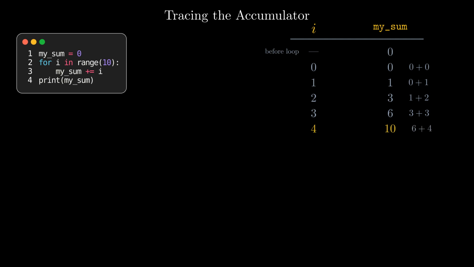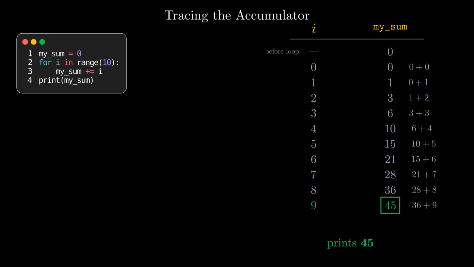Continuing, i equals 4, my sum becomes 10. i equals 5, 15. i equals 6, 21. i equals 7, 28. When i equals 8, my sum becomes 28 plus 8, 36. On the final iteration, i equals 9. My sum equals 36 plus 9, 45. The loop ran 10 times. i took values 0 through 9, and the accumulator collected the running total. The program prints 45.